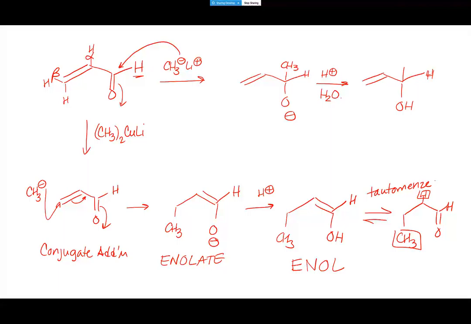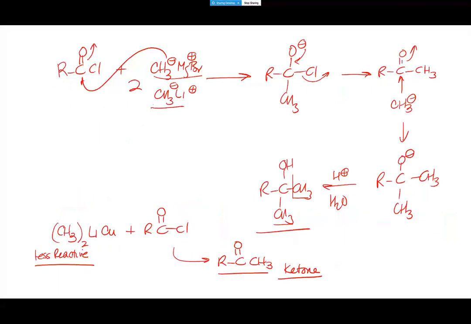So why am I throwing this in? This was in the last chapter. Not so much that I forgot about it, but because I want to put it in context to say, in the last reaction with an acid chloride, Grignards went all the way to the tertiary alcohol. We added two of them. Cuprates, less reactive, you only add one.